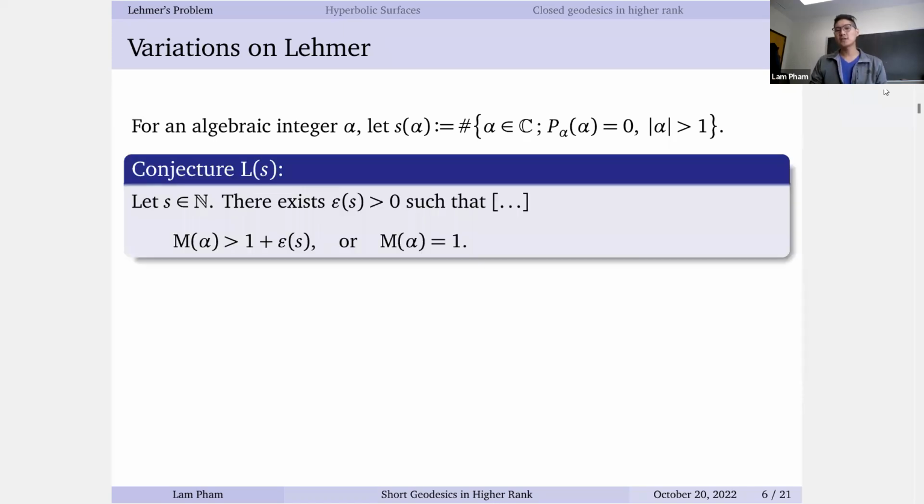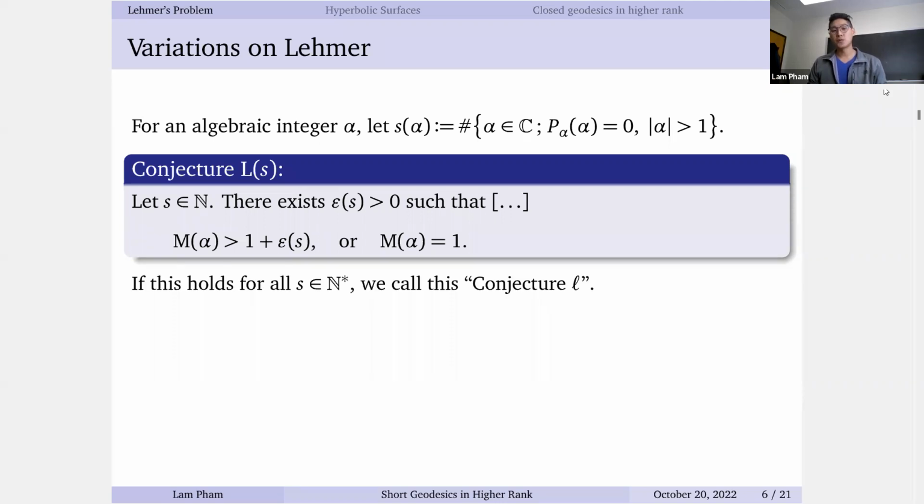So, given this S of alpha, we can just fix it and look instead at the algebraic integers which have a fixed prescribed S, the number of roots outside the unit circle. So we could take the same conjecture and now allow this epsilon to depend on the parameter S. And in this case, you can allow this conjecture to be true. If this holds for all S, then we will call this conjecture the weak lemma conjecture.